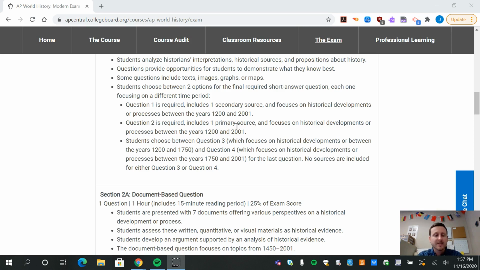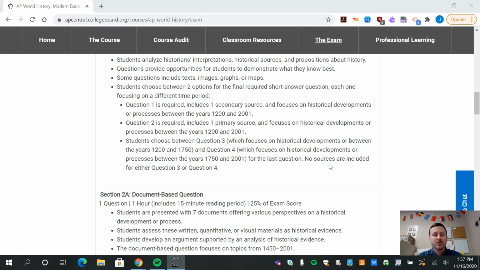Now, where you get into some flexibility is in the third question. So you get to choose between 2 different prompts. So the first prompt will focus on a historical development between 1200 and 1750. And then the next question focuses in on a different time period, 1750 to 2001. No sources are included for either one.